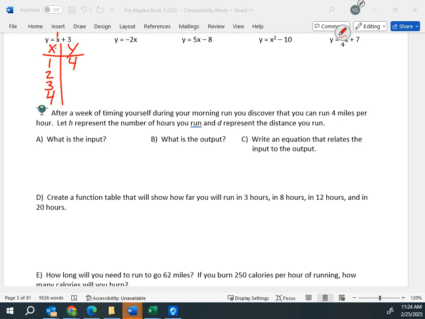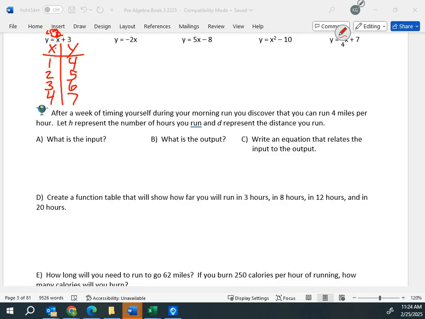So my next input is 2. 2 plus 3 is 5. And then I put in the 3. 3 plus 3 is 6. I put in the 4. 4 plus 3 is 7. So if I'm doing 1, 2, 3, 4, I can see that pattern and how it's going to increase.